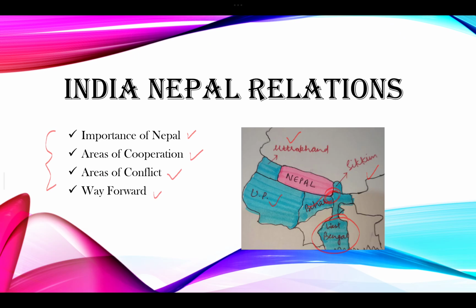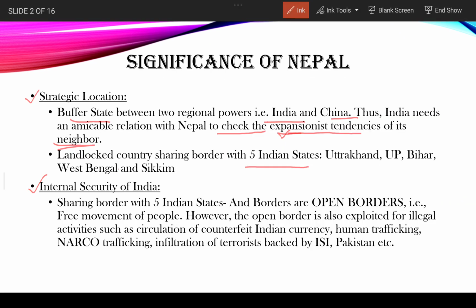Now the internal security with respect to India. See, it is sharing borders with five states of India. Okay, and an important point is these are open borders. There is free movement of people between the two countries, and because of this free movement, the open borders are exploited for various illegal things as well. Illegal activities such as circulation of counterfeit Indian currency, human trafficking, narco trafficking, infiltration of terrorists backed by ISI or Pakistan. So this is also an internal security issue for India. That's why there is the significance of Nepal. So these are the two important points.